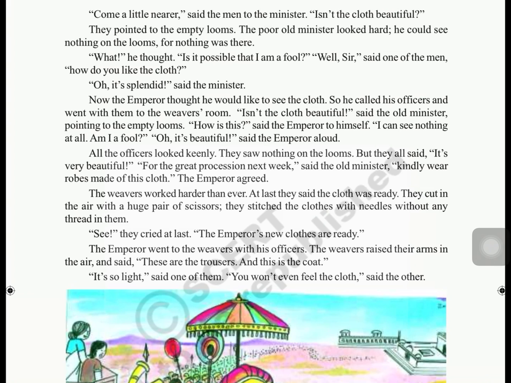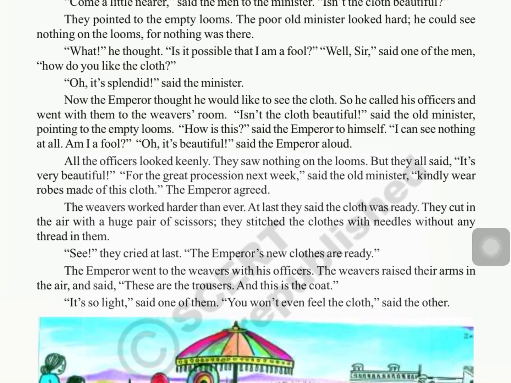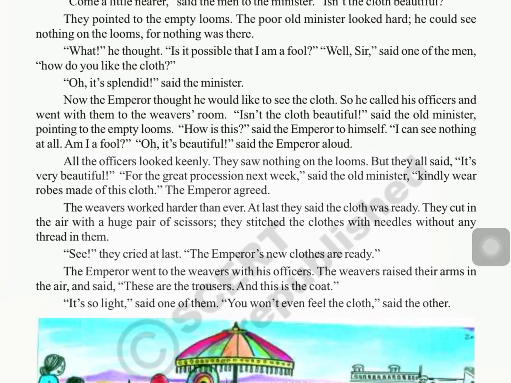So here, what can you understand? The poor old minister recognized they were not doing anything there. Then he started questioning himself. If I question them, then I have to accept that I am a fool. He was communicating with himself, and he stayed calm. Because if I start expressing, then I should accept that I am a fool. So he did not express it. Then one of the weavers asked, how was the cloth? "Oh, it's splendid, excellent, marvelous," said the minister.